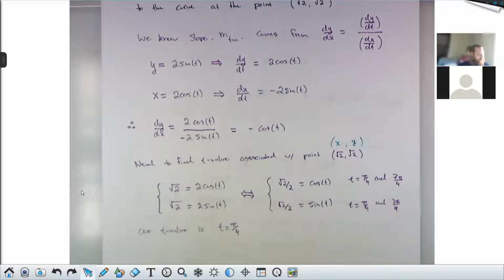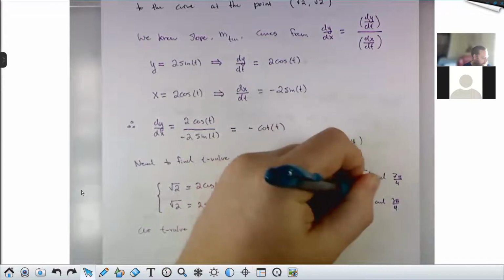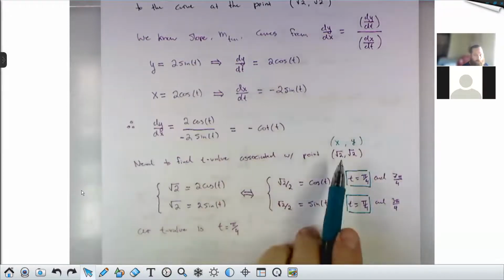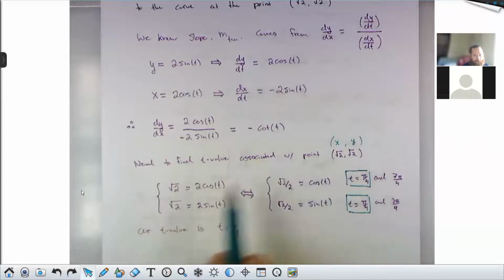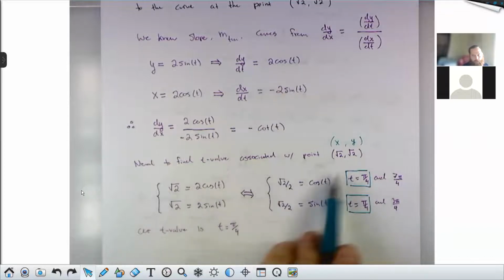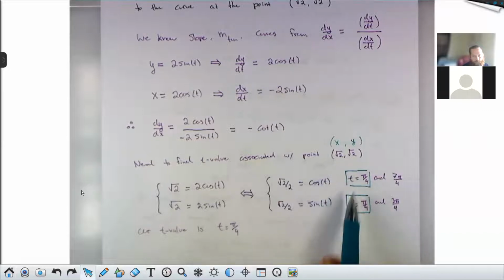Everybody see how I'm selecting that? I'm taking the one that solves both of these. Because at my point, root 2 comma root 2, both x and y are equal to root 2. So I set both x and y equations equal to the coordinates of those points. And then I take the t value that makes both of those things true.